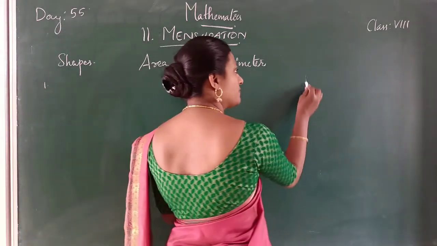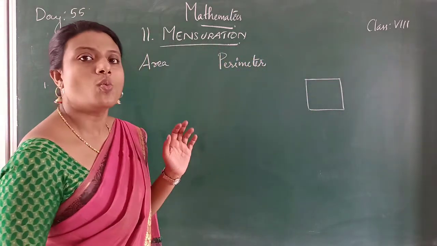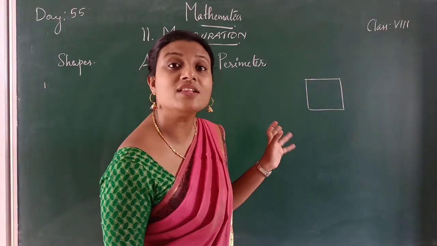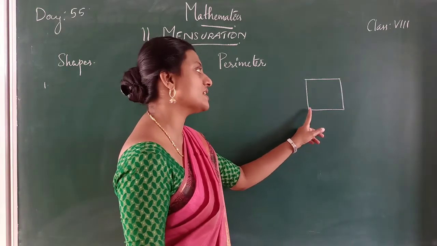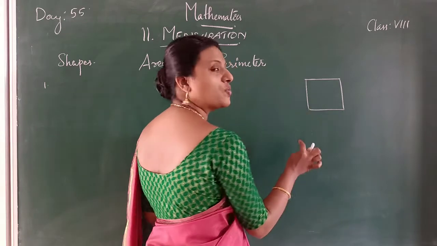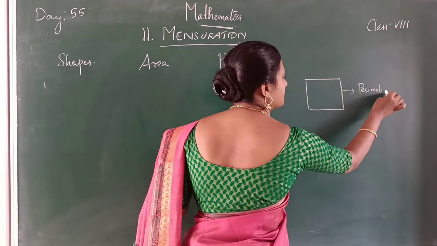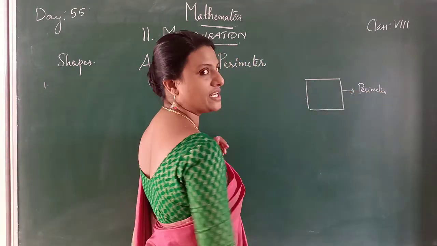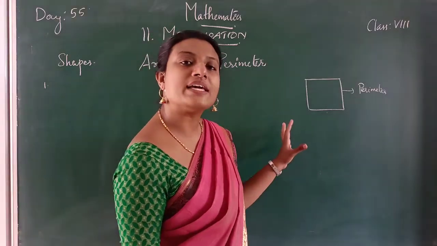Consider the figure. This is the square. What is the perimeter of the square? Perimeter means the length of the boundary. The boundary of the square means these four sides, 1, 2, 3, 4. The total length of this boundary is called the perimeter. That means first side plus second side plus third side plus fourth side is the perimeter of the given figure.